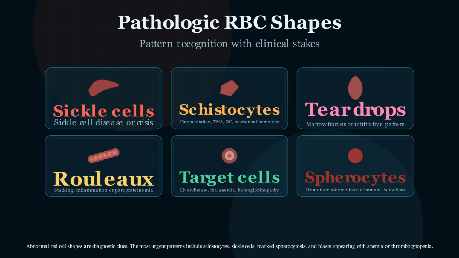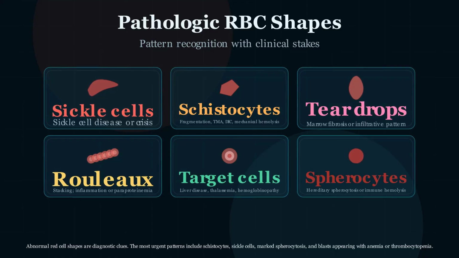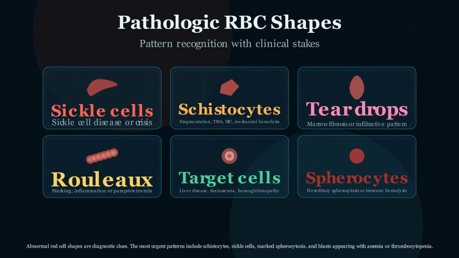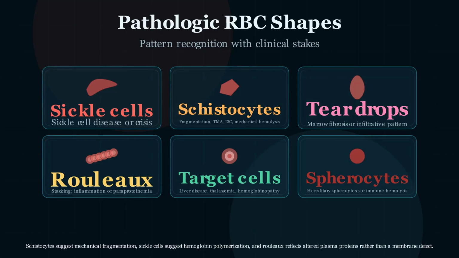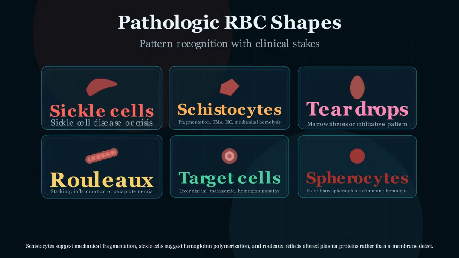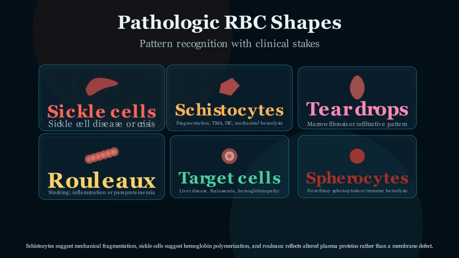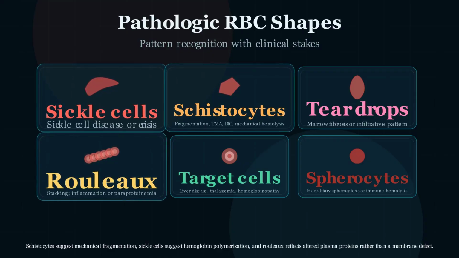Abnormal red cell shapes are diagnostic clues. The most urgent patterns include schistocytes, sickle cells, marked spherocytosis, and blasts appearing with anemia or thrombocytopenia. Schistocytes suggest mechanical fragmentation, sickle cells suggest hemoglobin polymerization, and rouleaux reflects altered plasma proteins rather than a membrane defect.